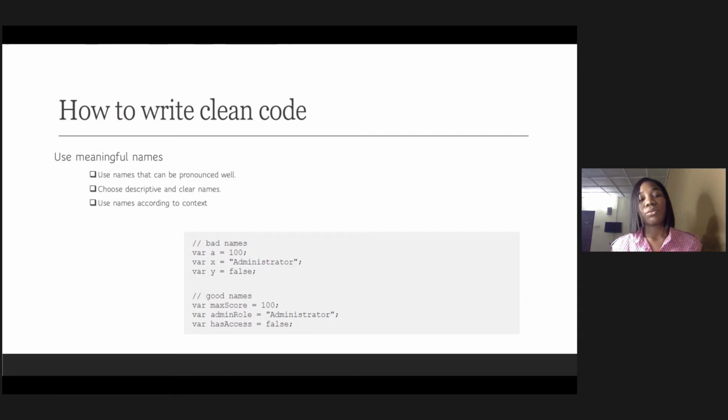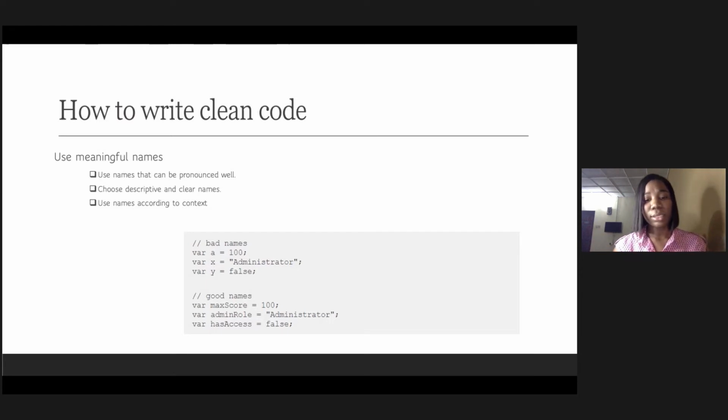So when it comes to writing meaningful names, you want to use names that can be pronounced well. You want to use names that are descriptive, names that are clear and easily defined. You want to use names that are able to identify a true purpose.